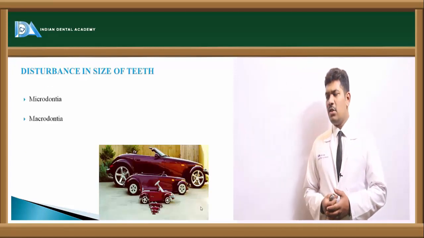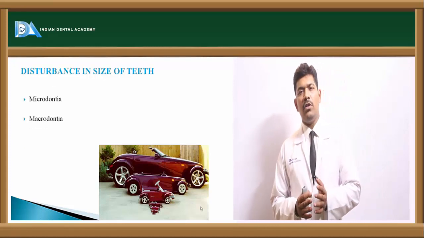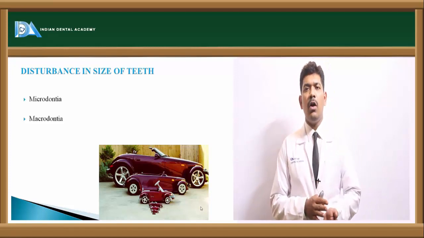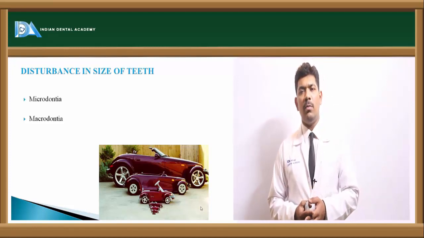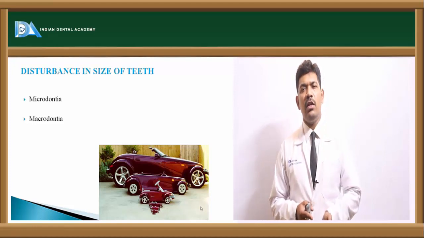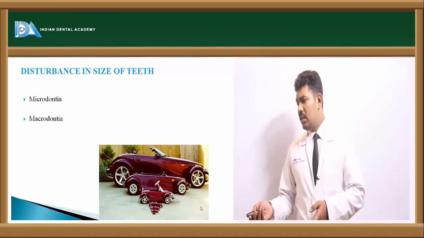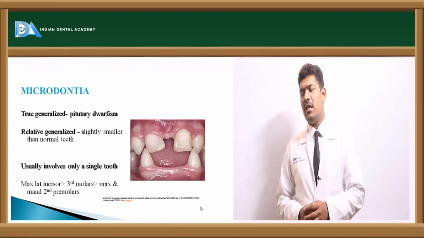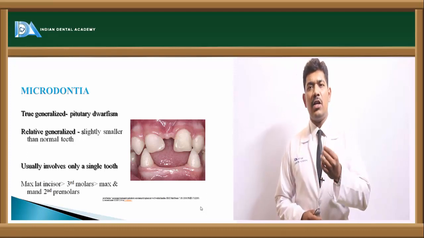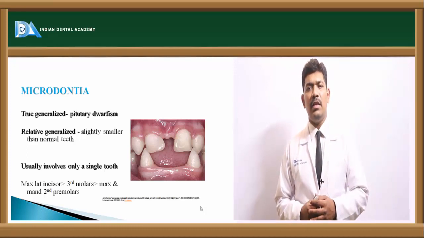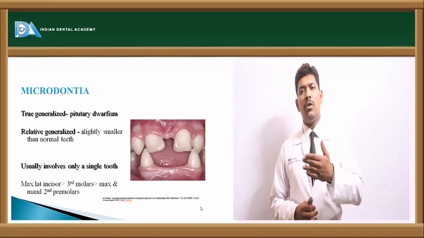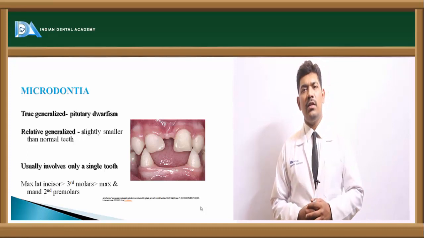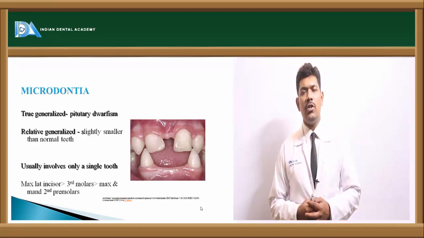So moving on to the size of the teeth, we have basically microdontia or macrodontia. So a developmental anomaly can either be smaller than the normal size or larger than the normal size. Smaller, we call it microdontia, larger, macrodontia. Now within this microdontia, we have something called true generalized and relatively generalized. True generalized is actual reduction in the size of the teeth. That means to say the natural anatomy of the tooth is compromised over here, and there is actual reduction in the size of the teeth because of the various etiological factors.